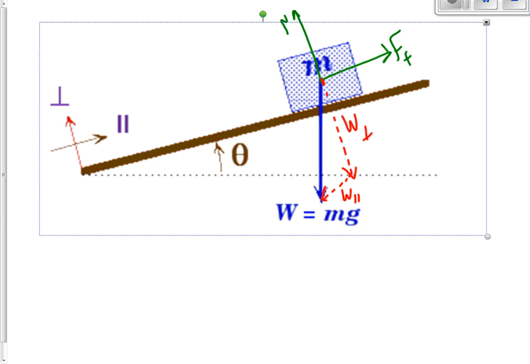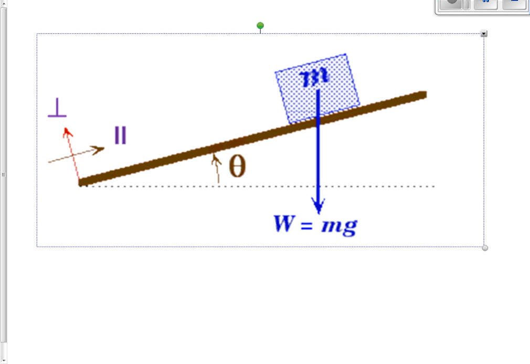If my parallel component of the weight is greater than the peak static friction force, then this block will accelerate down the ramp. Likewise, for kinetic friction, if the parallel component of the weight is equal to the kinetic friction force, it will slide down the ramp at a constant speed. If it's greater, it will accelerate down the ramp.